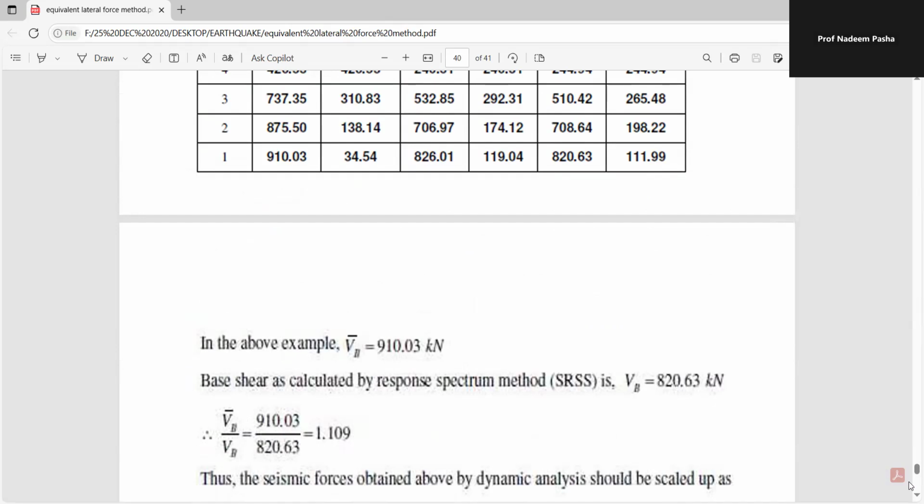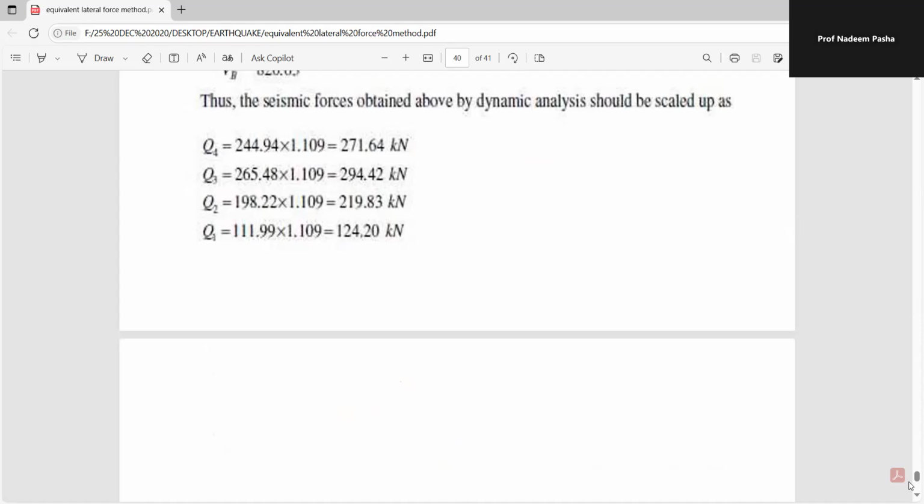910.03. Base shear calculated as VB bar by VB. So it comes out to be 910.03 divided by 820.63. It comes out to 1.13. Finally, the design values of seismic forces are Q4 is equal to 271.64 kilonewton, Q3 is equal to 294.42 kilonewton, Q2 is equal to 19.83 kilonewton and Q1 is equal to 124.20 kilonewton.